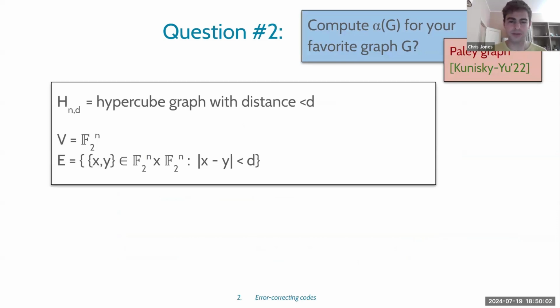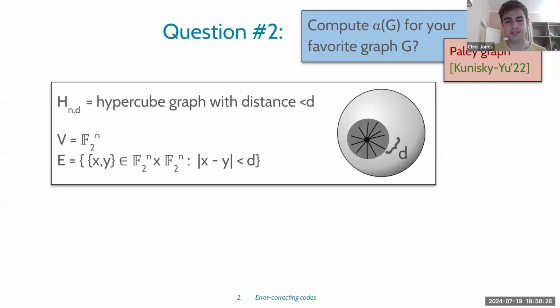I want to introduce my favorite graph for which we will study the independence number. This graph is denoted by H_{n,d}, and it's the hypercube graph with distance at most d. The vertex set of this graph is the Boolean hypercube, which I will depict with a circle, a sphere. The edge set of this graph consists of pairs of strings in the hypercube whose Hamming distance is less than d. So around each point, we draw a Hamming ball or a spherical cap, and we connect x to all of the points in the spherical cap with radius d.